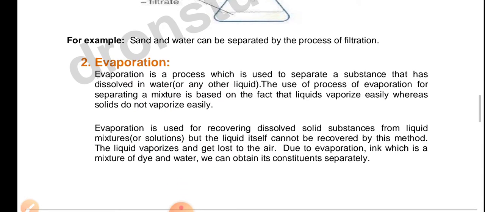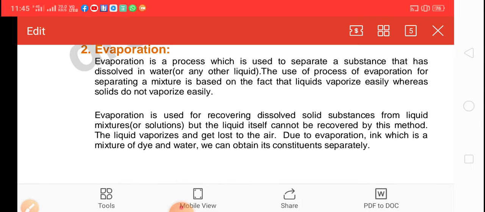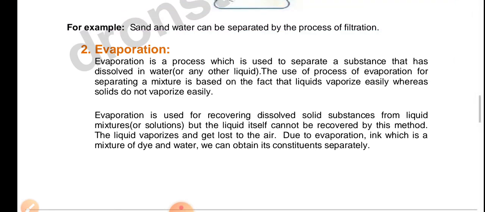Second is evaporation. You know what is evaporation? Evaporation is a process which is used to separate a substance that has dissolved in water. The use of evaporation for separating a mixture is based on the fact that liquids vaporize easily whereas solids don't vaporize easily. So evaporation is a process used to separate a substance that has dissolved in water.